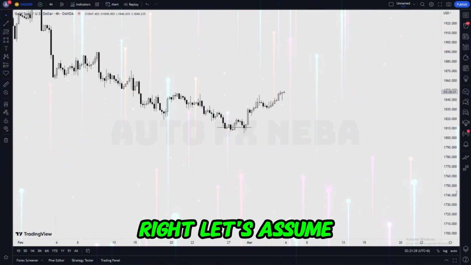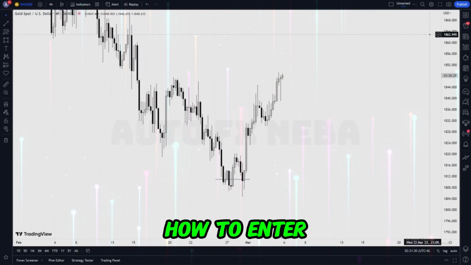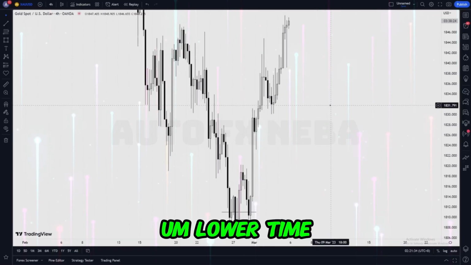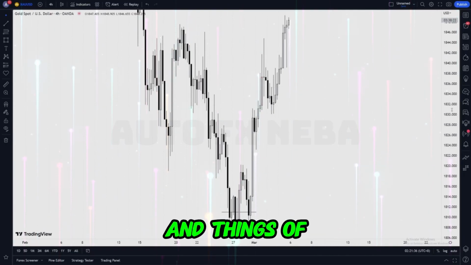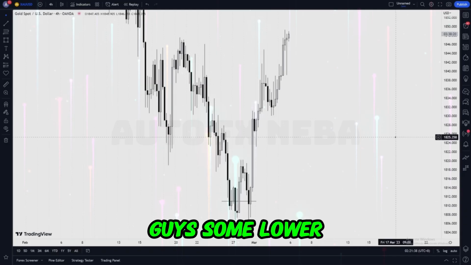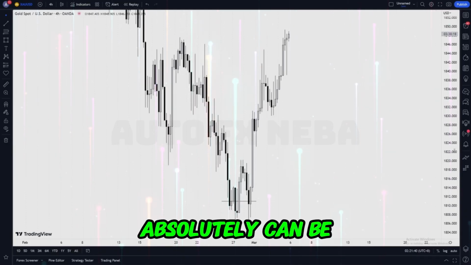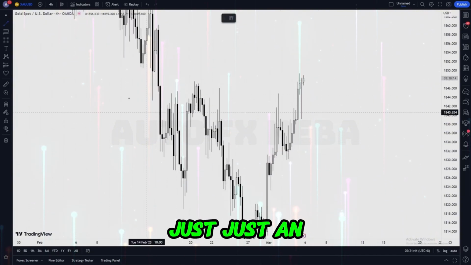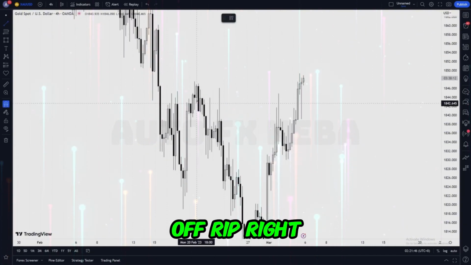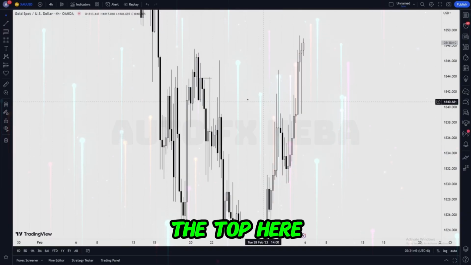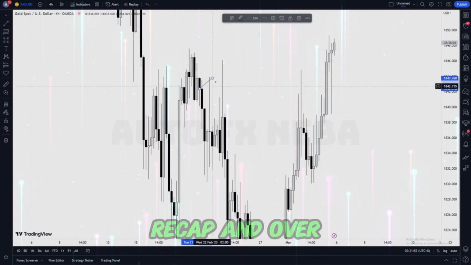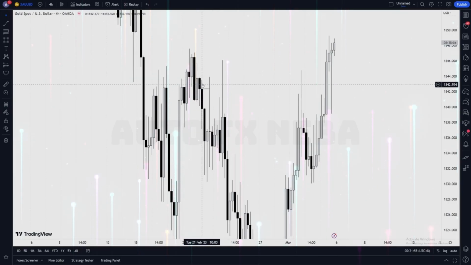And if you're wondering, let's assume that you already know how to enter trades and things like that. Yes, absolutely, they can be used for lower time frame plays as well. I'll show you some lower time frame plays in the future. Just an example, off rip, we have ourselves the top here, buy, sell. Just want to put that out there as a recap, and over here too.